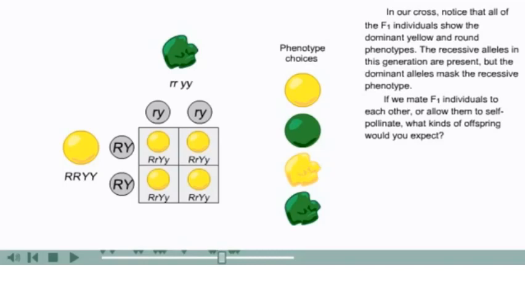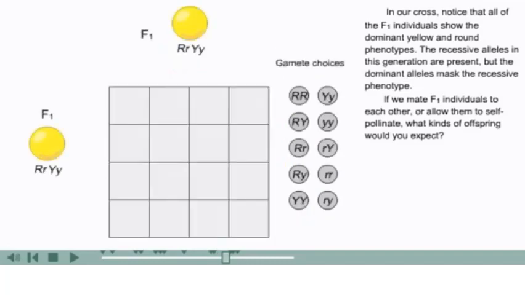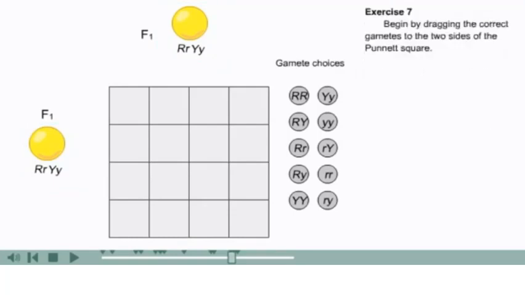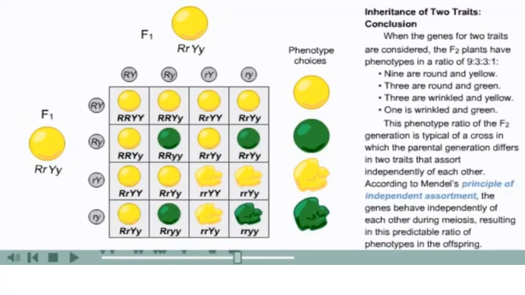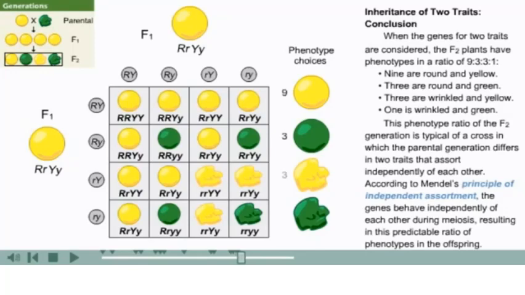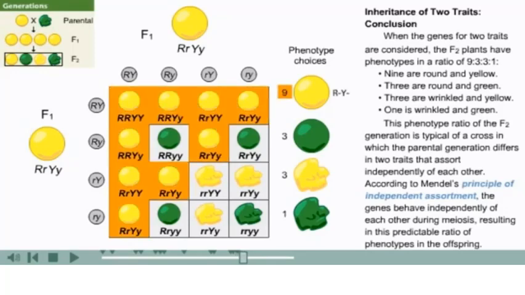Clear? In our cross, notice that all the F1 individuals show the dominant yellow and round phenotype. It means capital R and capital Y are present. Next, just notice after selfing, what is the phenotype and genotype? Please begin dragging the correct ones. These are the choices. And for the F2 generation, just cross and you will get the grid here.